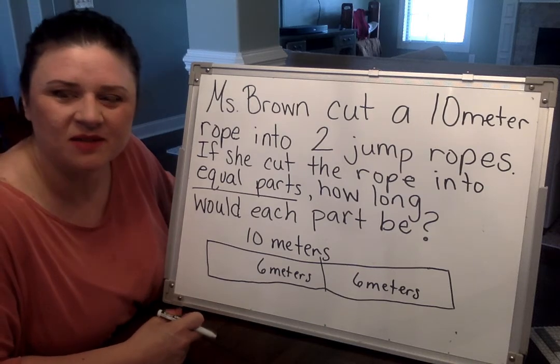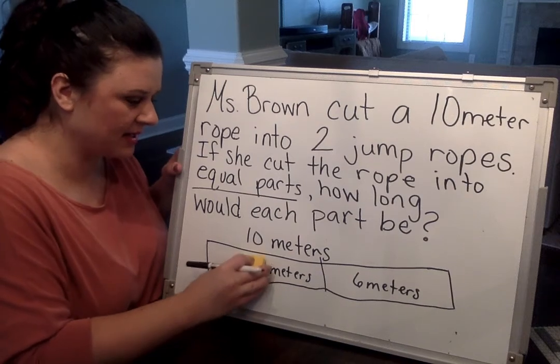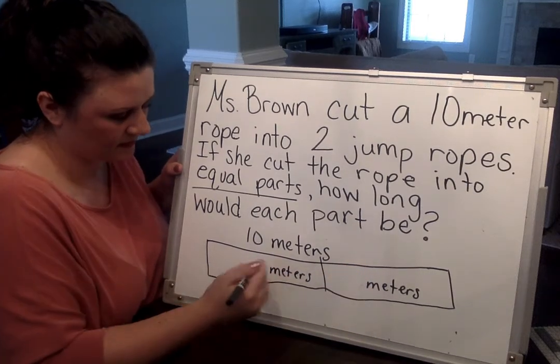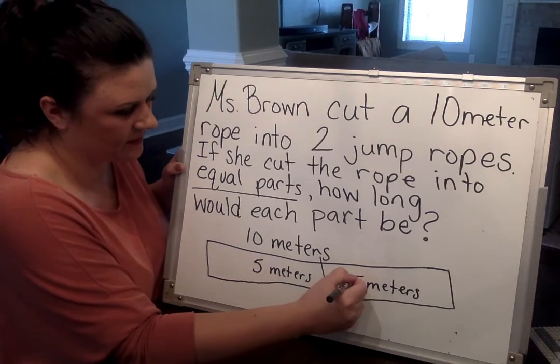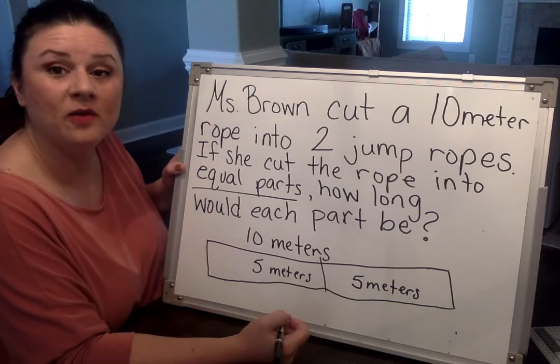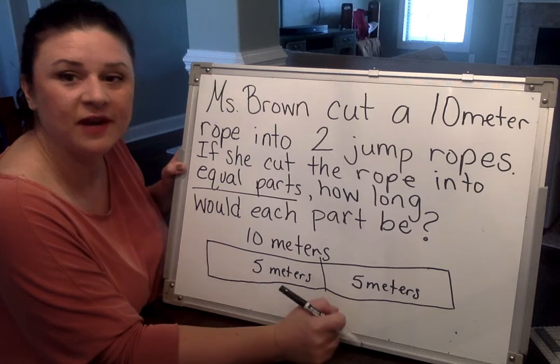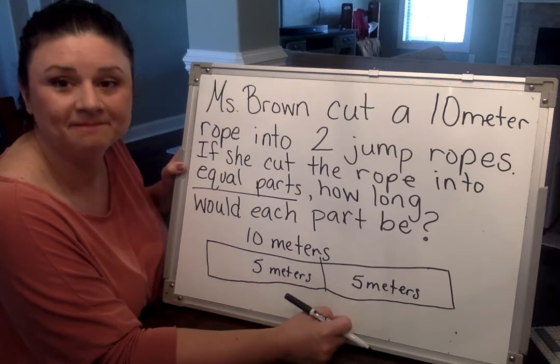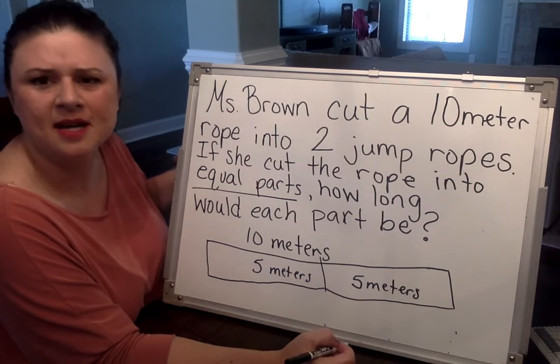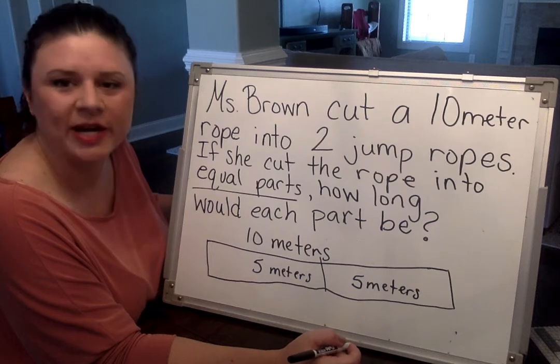Six and 6 makes 12. It doesn't make 10, so that can't be right. What about 5 and 5? Oh, 5 and 5 does make 10. So if she had a rope that was 5 meters and 5 meters, would that be equal? It would. Stop the video now and I want you to write an equation.